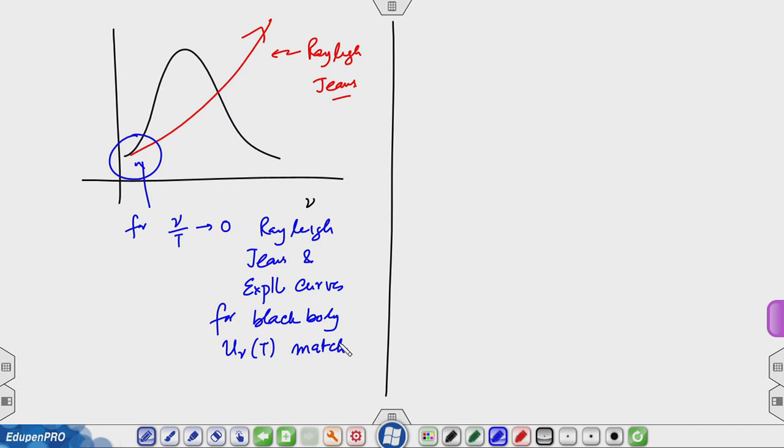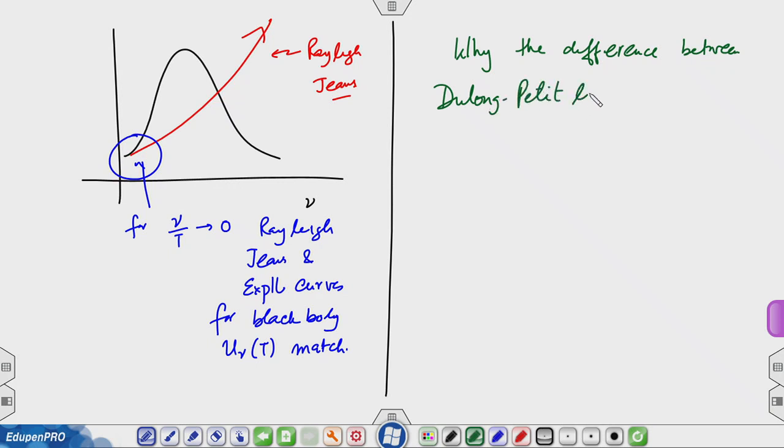If you go to very high temperature, Dulong-Petit, which is derived from classical theory, matches with experiments, but as you go to low temperatures, there is a deviation. So, I ask this question, why the difference between the Dulong-Petit law and the experimental curve? The answer is again quantum theory.